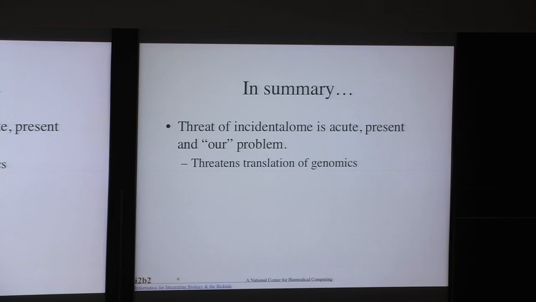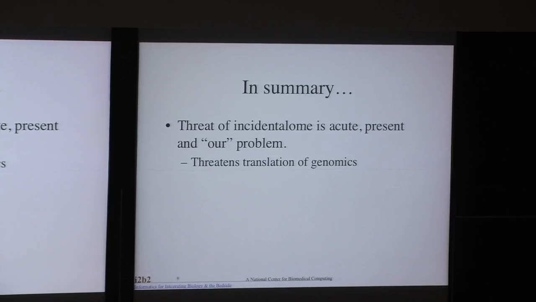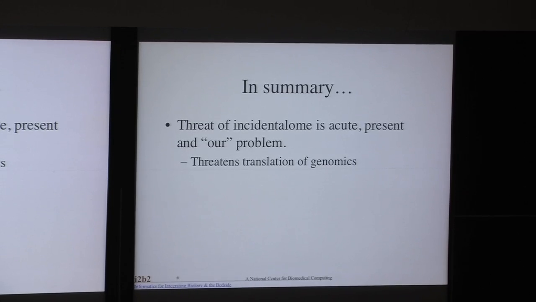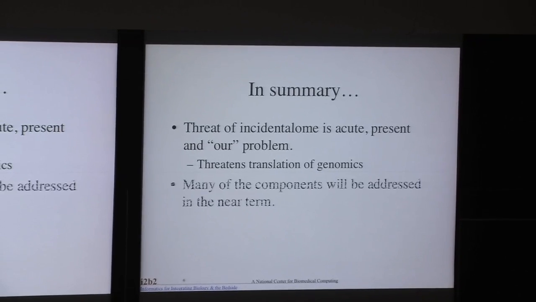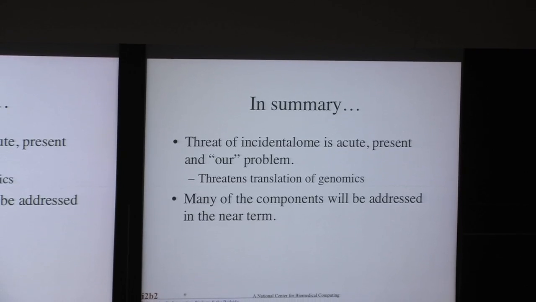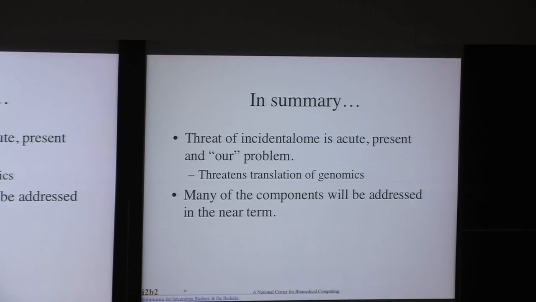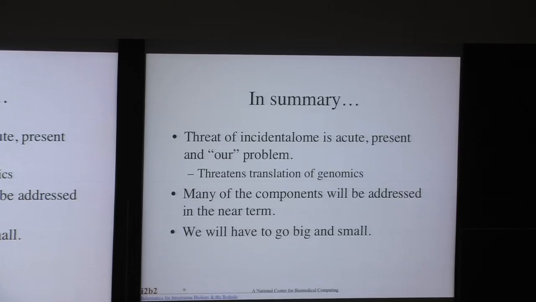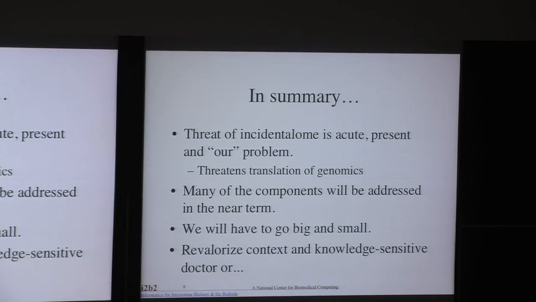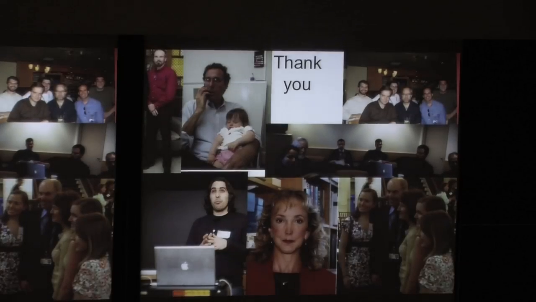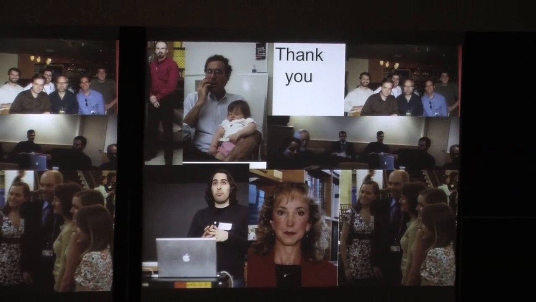as follows. The threat of the incidentalome is acute, it's present, and it's our problem. No one else is going to solve it for us, and it threatens the translation of genomics. If we do this willy-nilly, there'll be so many bad stories of people removing parts of their body for no particular gain that there will be, in fact, a pushback. And many of the components I predict are going to be addressed in the near term, so we should be optimistic, but we should make that near term happen, and we'll have to go both big studies and small in terms of systems biology, and we need to understand context much, much better and create knowledge-sensitive doctors, or else we'll be in trouble. And with that, I want to thank you and my collaborators.